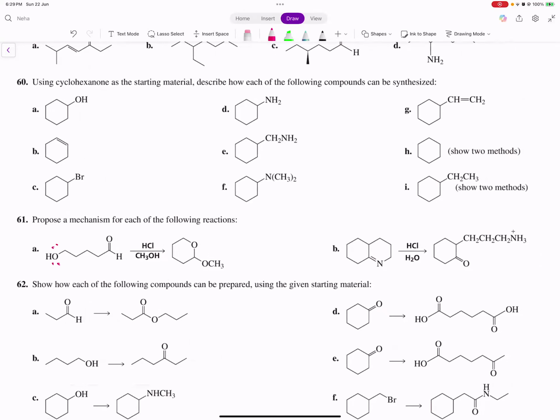A hemiacetal is getting formed here. No, not a hemiacetal. First OH from here and then the water will go. The two alcohol molecules: one is from this and one is from the outside.